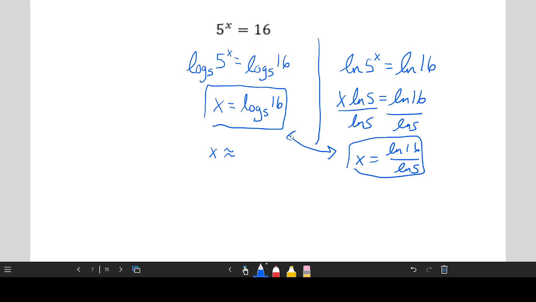These are equal by our change of base formula, right? And then this is helpful if your calculator doesn't do log base 5, you can punch in natural log of 16 over natural log of 5 to get the approximation, which is about 1.72.